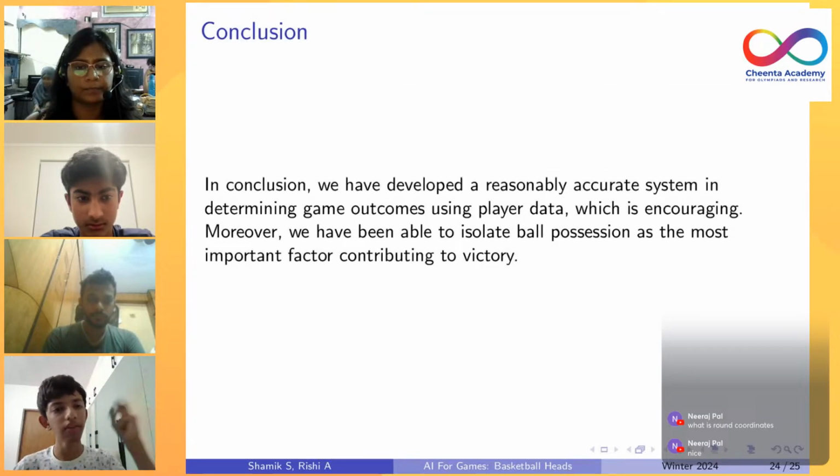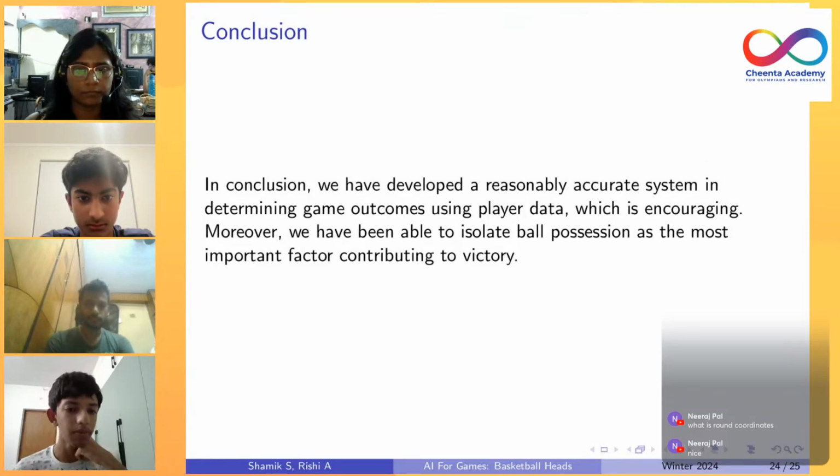In conclusion, we have developed a reasonably accurate system, around 80 to 85%, in determining game outcomes using clear data, which is very encouraging. Moreover, we have been able to isolate ball possession as the most important factor contributing to victory.